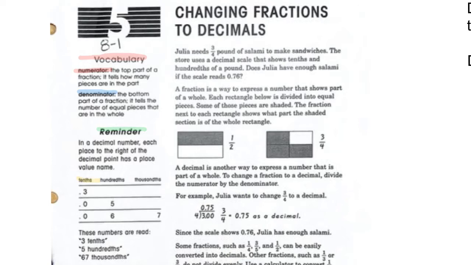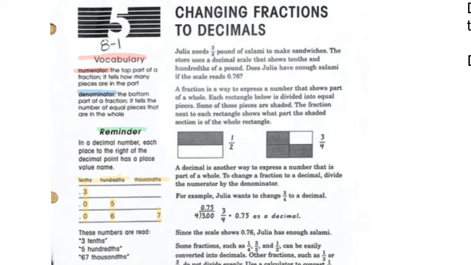Reminder, in a decimal number, each place to the right of the decimal point has a place value name. It goes tenths, hundredths, thousandths, and so on. Tenths is 1 decimal place, hundredths is 2 decimal places, and thousandths is 3 decimal places. These numbers are read 3 tenths, 5 hundredths, and 67 thousandths.